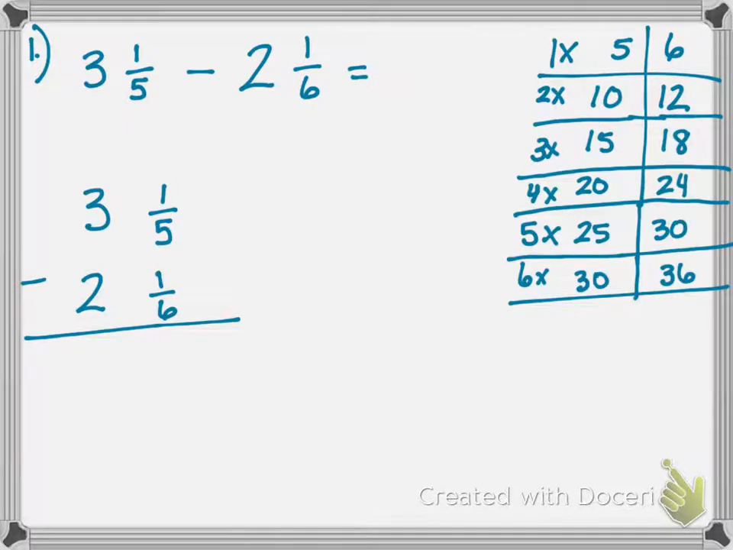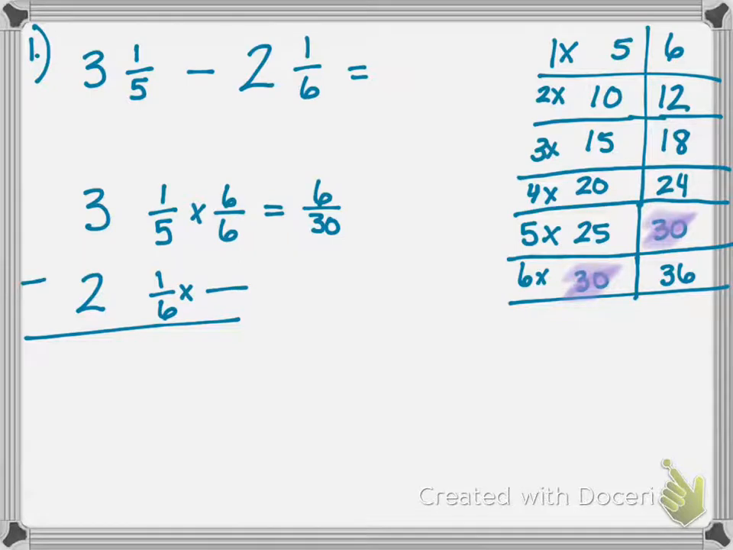Okay, so I went ahead and did my ratio table over here on the side. And we notice that our common denominator is what? Yes, it's going to be 30. I find 30 on both sides. All right, so I took my 5 times what gave me the common denominator of 30. That's 6. So whatever I do to the denominator, I have to do to the numerator. So 1 times 6 is 6. And then I do the same thing over here.